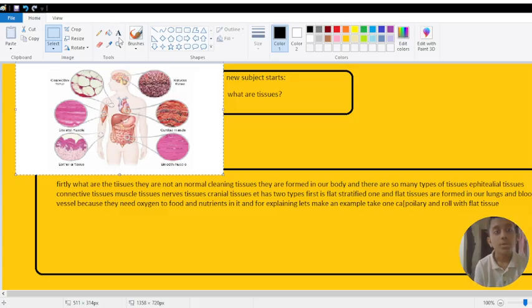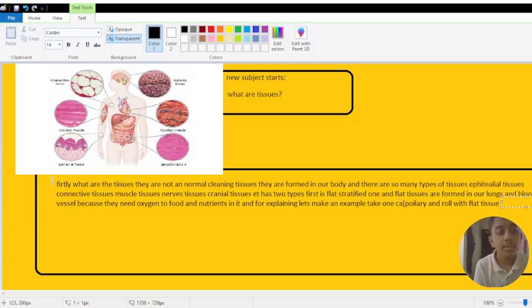So firstly, you can see here the tissue which I have told you, epithelial tissues, and epithelial tissues have a flat surface. You can see here epithelial tissues. It is formed in hands and legs, in bones, and in lungs.